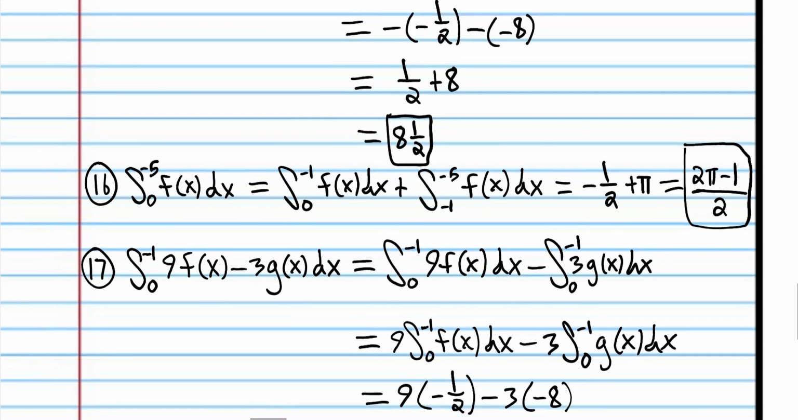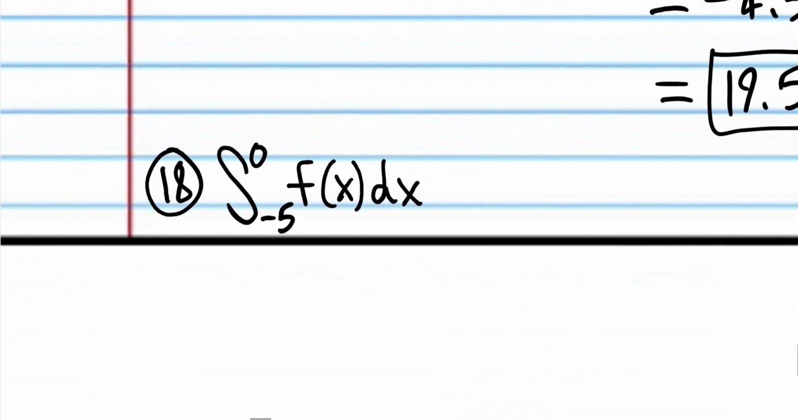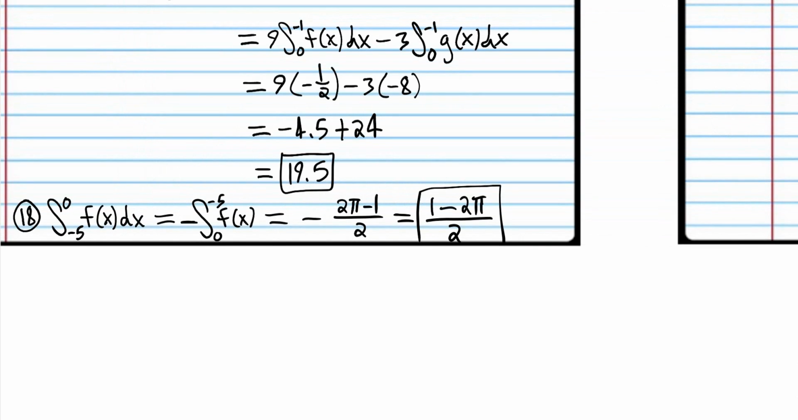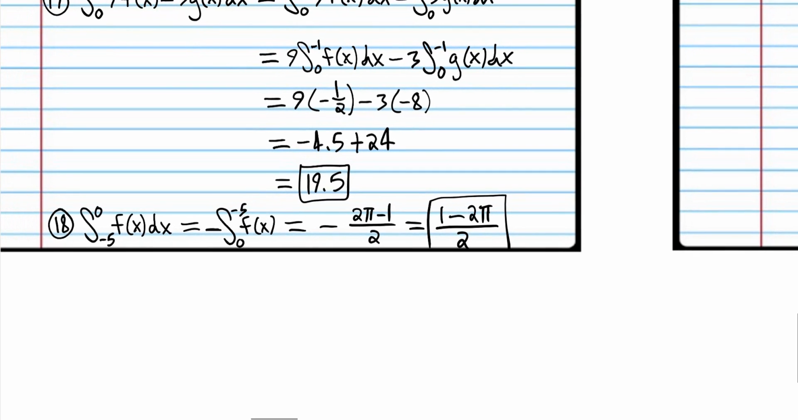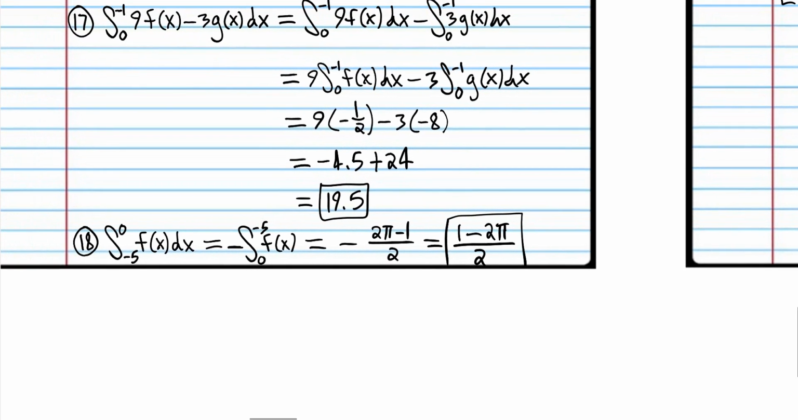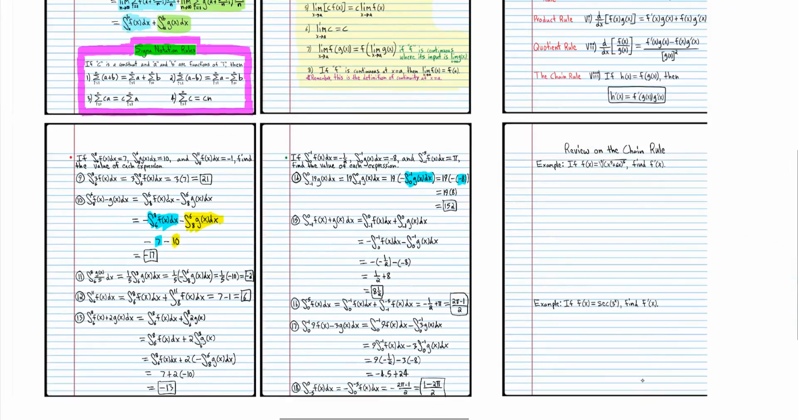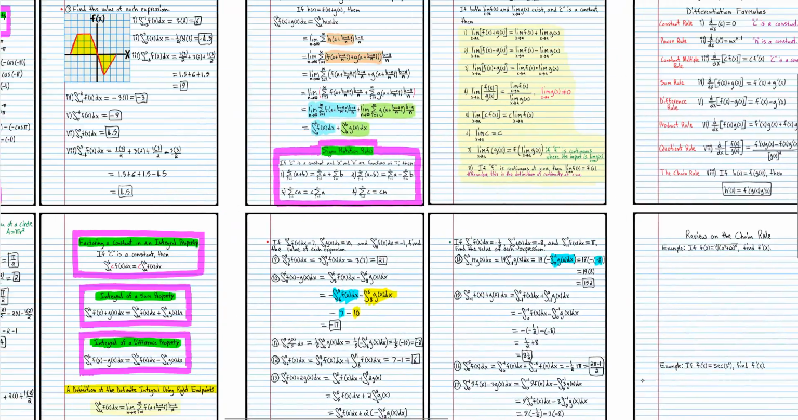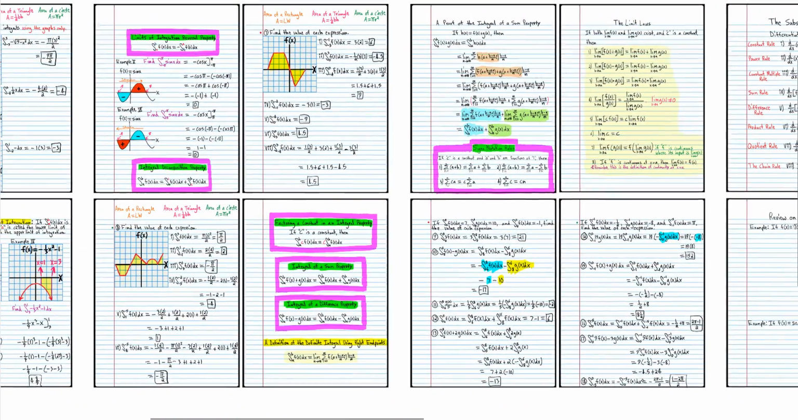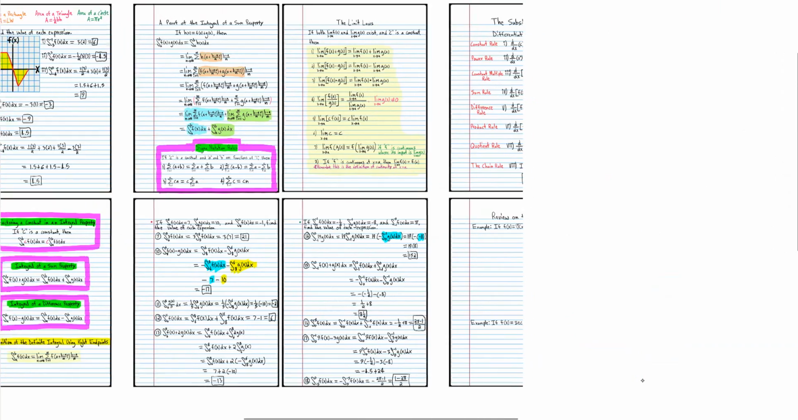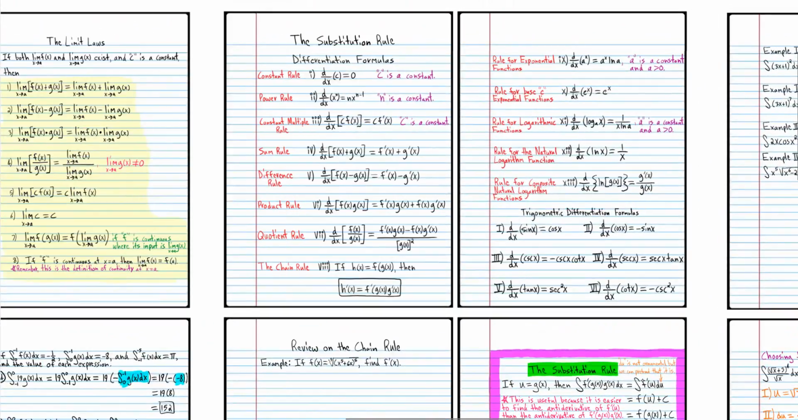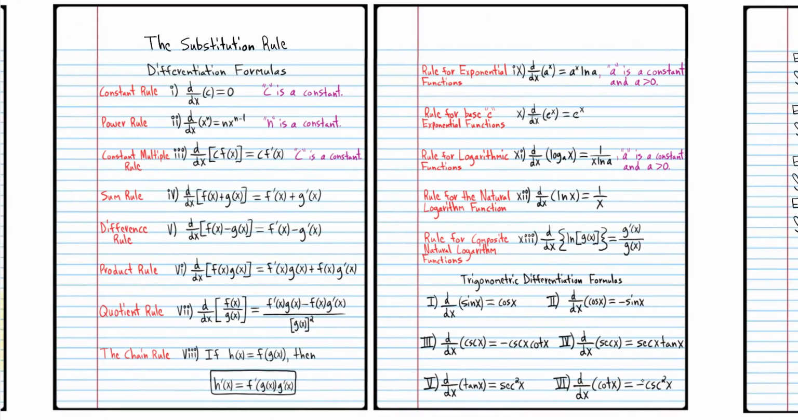Okay, we're back. You could also write negative 2 pi plus 1 over 2. It's the same thing. Or you could write a decimal approximation. It's up to you. So if you got that right, excellent. Okay, so those were some properties of the definite integral. And now we're going to learn the substitution rule.